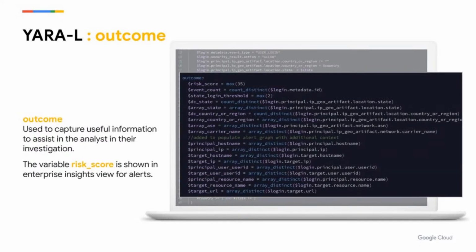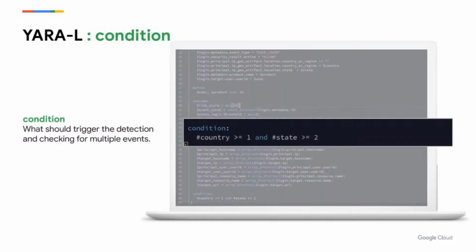The outcome section is used to capture additional information that can be used by the analyst in their investigation. The risk score variable is special here because it'll actually be shown in the insights for that alert. And finally, we have the condition. The condition logic here states that a detection will only trigger if there is more than one event from a different country, or the same country and different states, seen within that window of 60 minutes.